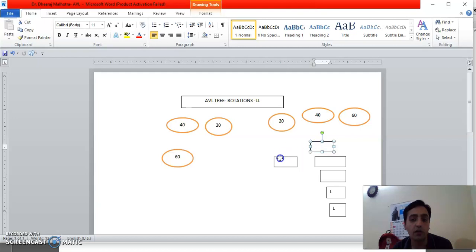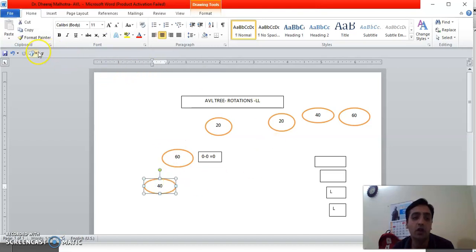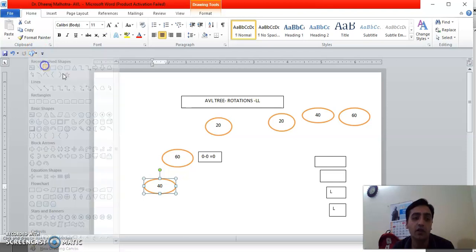So balance factor is 0 minus 0, 0, because there is no child on left. So that's why height of left subtree is 0, and there is no child on right side, so height of right subtree is also 0, and 0 minus 0 is 0. This is the formula of balance factor. So this tree is balanced, we need not balance it. After 60 we need to insert 40. As per BST property, 40 should go in the left of 60, because 40 is less than 60.